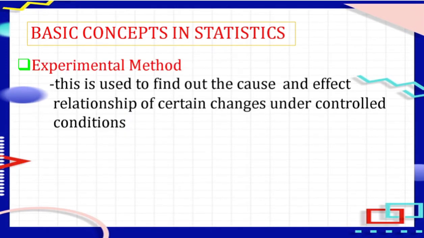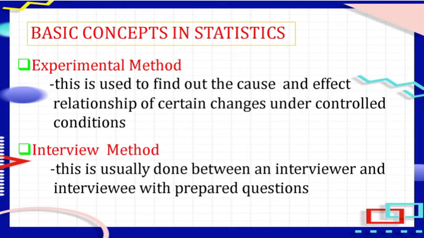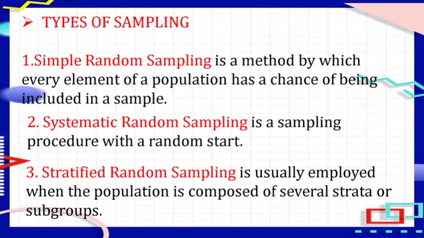Next is experimental method. This is used to find out the cause and effect relationship of certain changes under controlled conditions. Next is interview method. This is usually done between an interviewer and interviewee with prepared questions. Now let us have these 3 types of sampling.